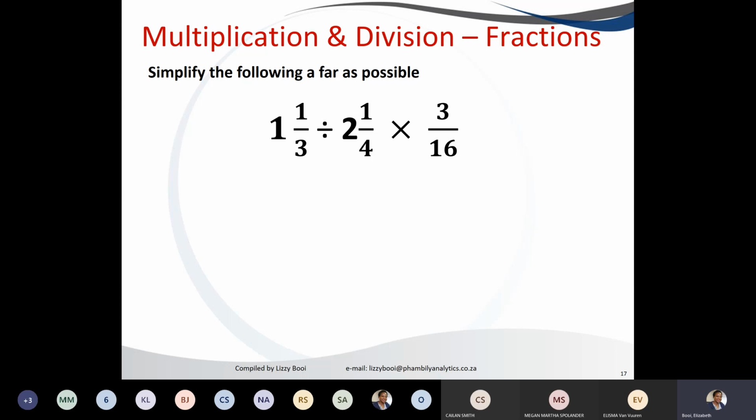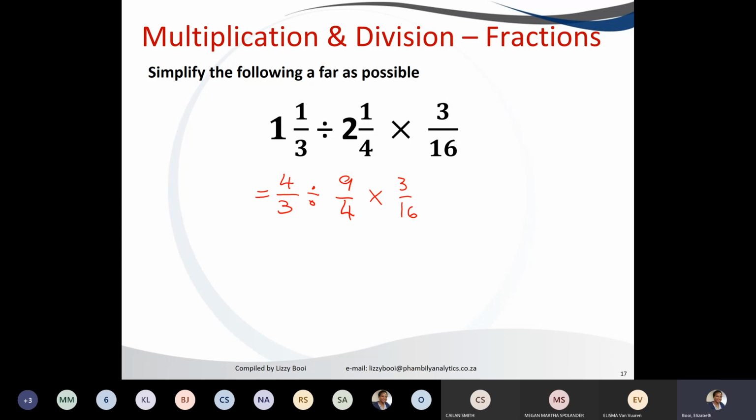But the first thing I need to do is to change the mixed fractions to improper fractions. 3 multiplied by 1 is 3, plus 1 is 4 over 3. Divide. I'm going to keep it as it is because I'm not doing anything for now. I'm just changing the mixed fractions. 4 multiplied by 2 is 8, plus 1 is 9 over 4. Multiply by 3 over 16.